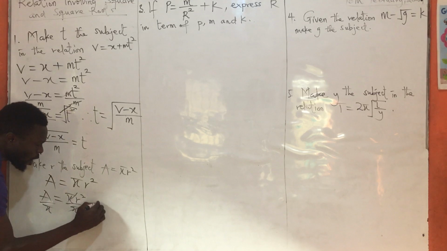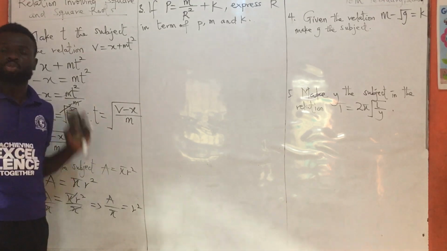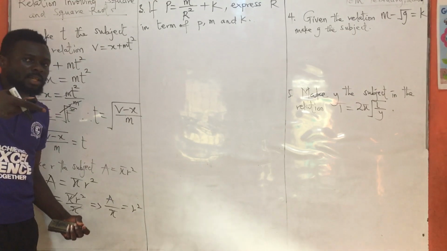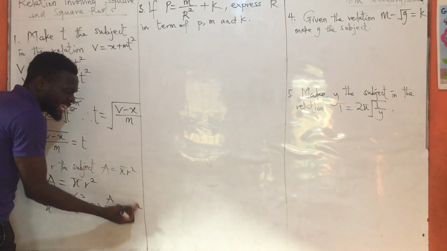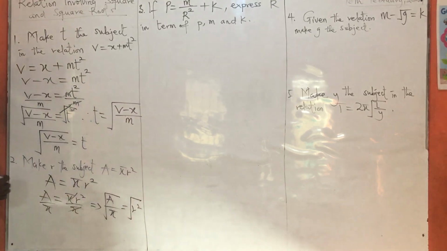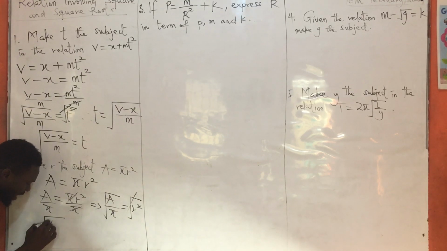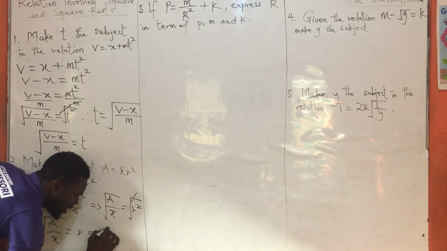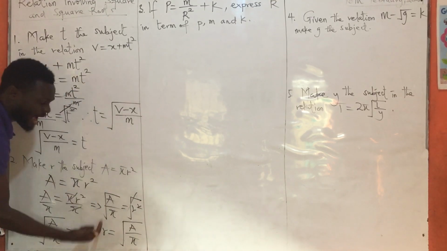So that I will therefore have a over pi is equal to r squared. I want r to stand alone, not r squared. So because I want r to stand alone, but the r is squared, what do I do? I will introduce the square root so that the square root will get rid of the square. So I am going to take the square root of the right hand side and also the square root of the left hand side. So the square will cancel the square root. Now I have the square root of a over pi, which is r. And this implies that r is now equal to the square root of a over pi. So now I have made r the subject.